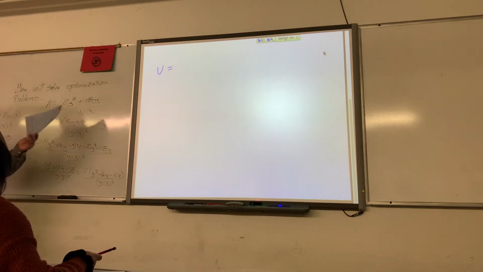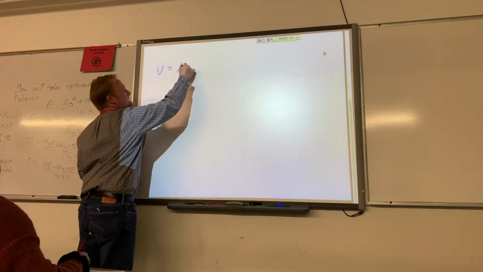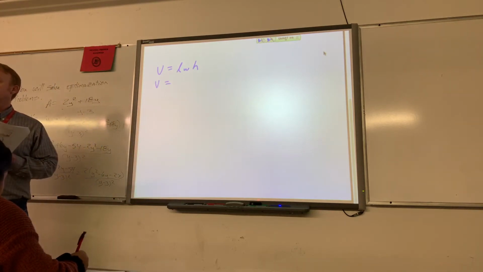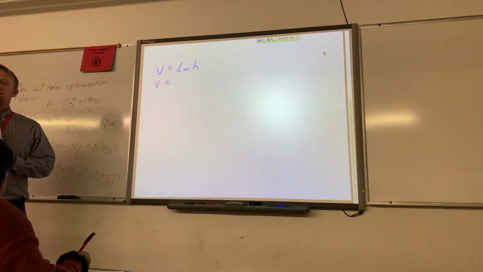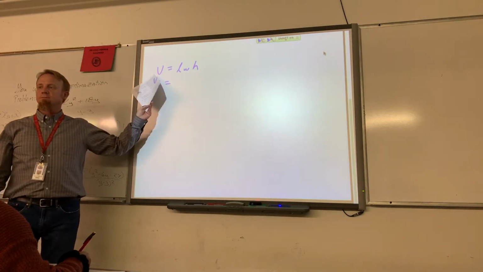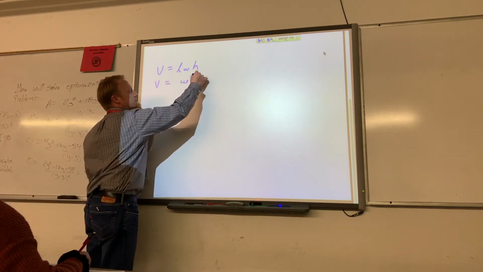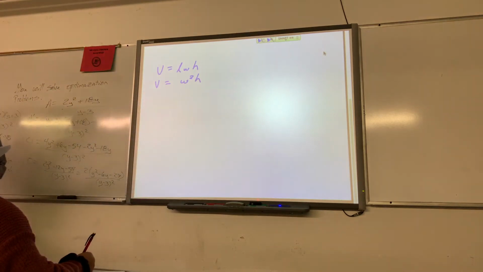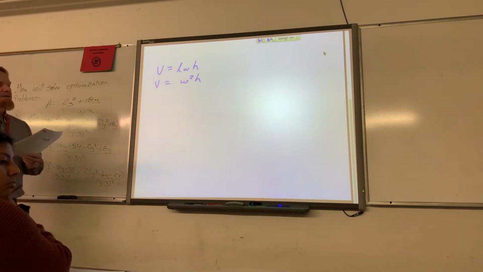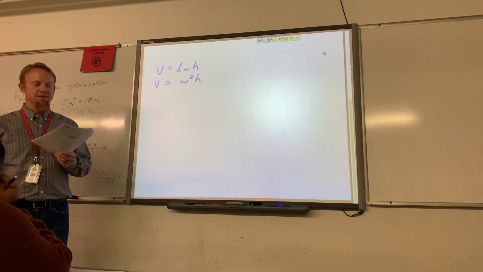Rectangular prism. So how do I find the volume of a rectangular prism? Yeah, length times width times height. But what's one thing they told me about this one? A square base. So what does that mean? That means two of these are the same. Okay, so let's make the length and the width the same. So let's just make it W squared times H. All right, very good. So what do I need next? Secondary. Okay, there's a big number that jumps out at me.